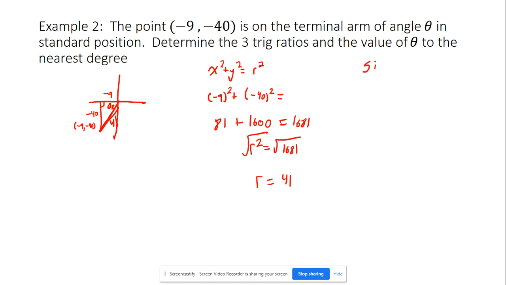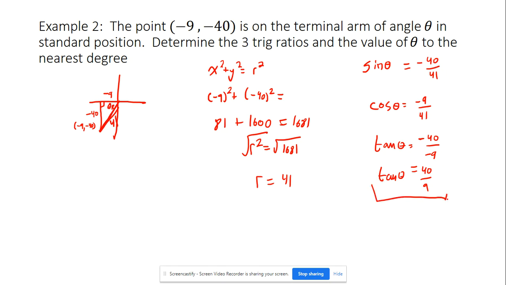So therefore, sine theta is opposite over hypotenuse, which is -40 over 41. Cosine theta is -9 over 41. And tan theta is opposite over adjacent, so it's -40 over -9. Since I'm dividing a negative by a negative, that becomes a positive 40 over 9 here. Again, guys, my recommendation: if I have two negatives and a positive, use the positive one. It's going to be easier to interpret your answer.